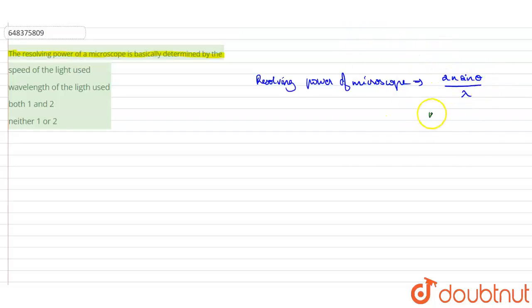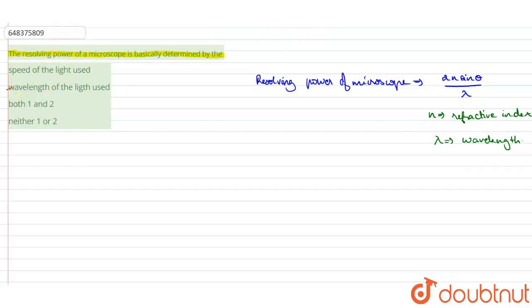From this, n is the refractive index of the medium. Then lambda is the wavelength of the light used. Now the options are: speed of light used, wavelength of light used, both 1 and 2, neither 1 nor 2. So we know the wavelength of light used is here.